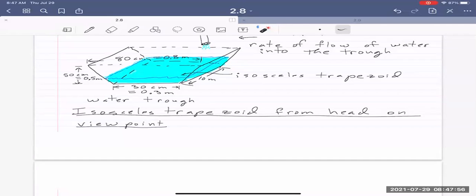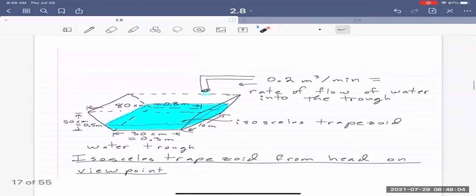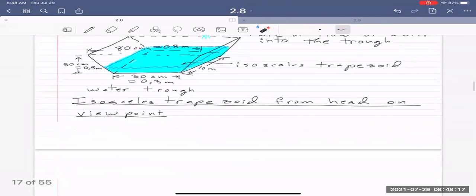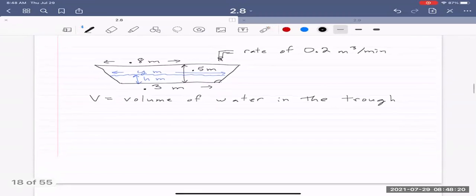And now let's try to figure out some things. Since I'm filling this up and there's no leakage out, the rate at which this water is increasing is the rate at which you're filling it, which is this. So therefore, I have that dV/dt is a positive 0.2 cubic meters per minute.